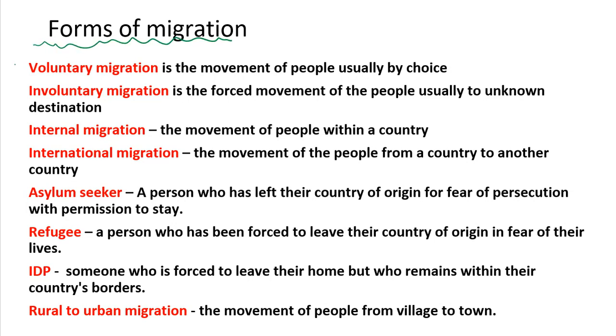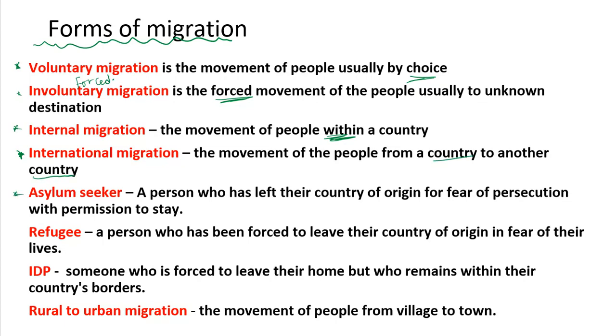Let's see forms of migration. Voluntary migration is the movement of people usually by choice. Then we have involuntary migration, which is the forced movement of people usually to an unknown destination. Involuntary migration can also be called forced migration. Then next is internal migration, which is the movement of people within a country. So that's the keyword there. When you move within a country, it is internal migration. International migration is the movement of people from one country to another country.